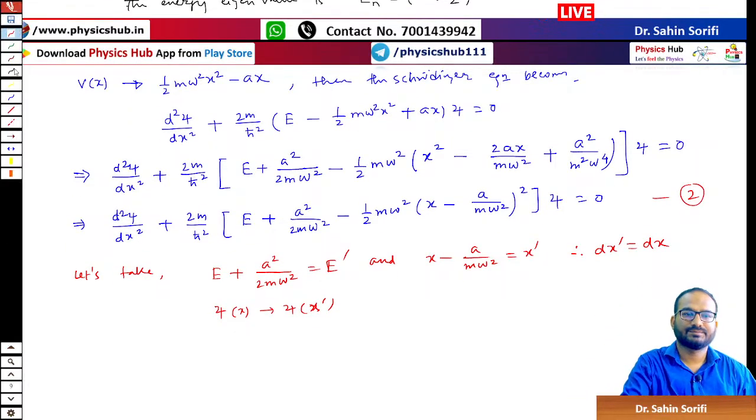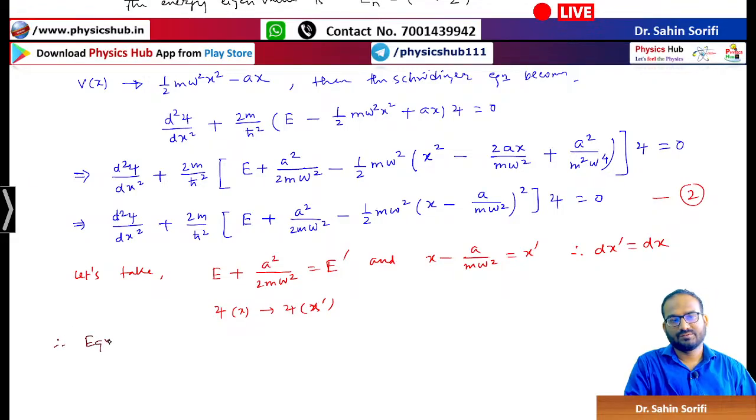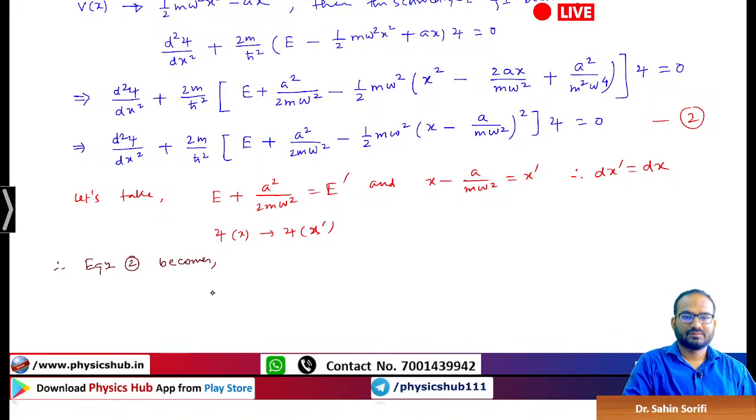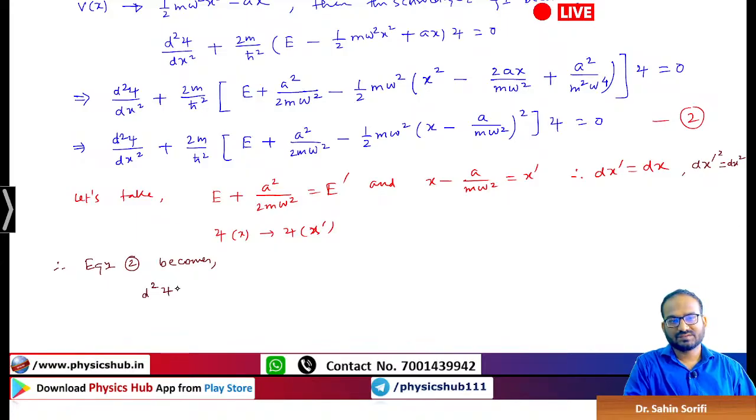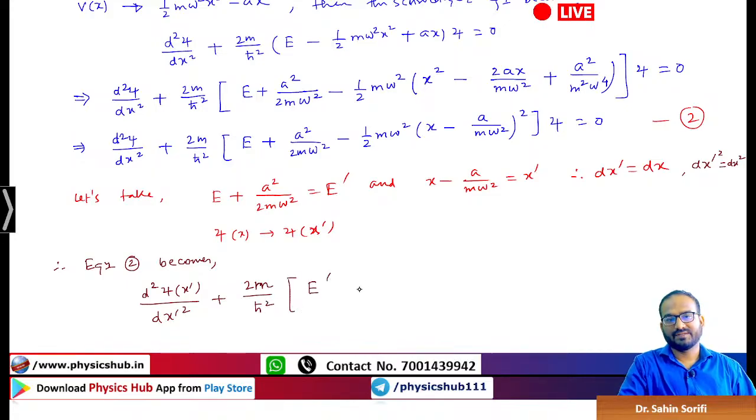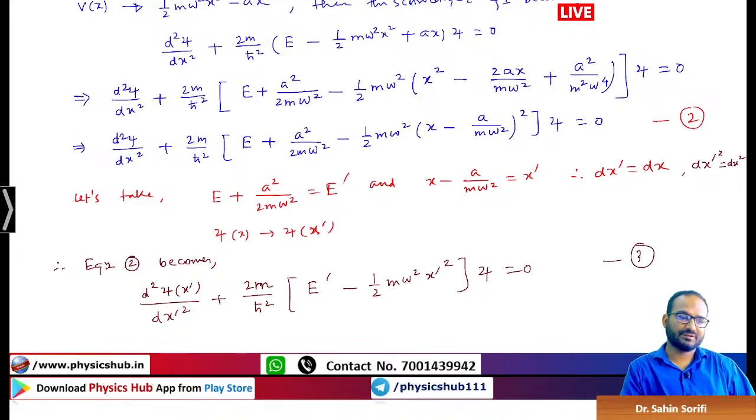Therefore equation 2 becomes dx′ equals dx. So obviously dx′² will be dx². So we can write d²ψ(x′)/dx′² + (2m/ħ²)[E′ − ½mω²x′²]ψ = 0, since we are just changing the variable. Let's name it equation 3.